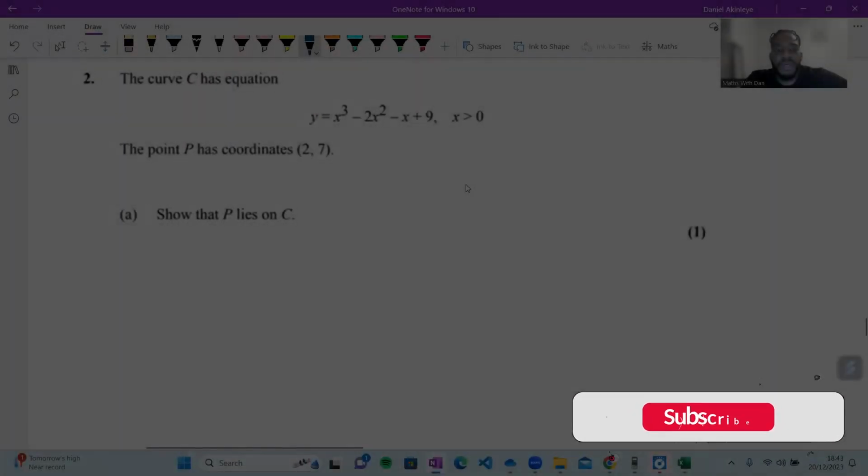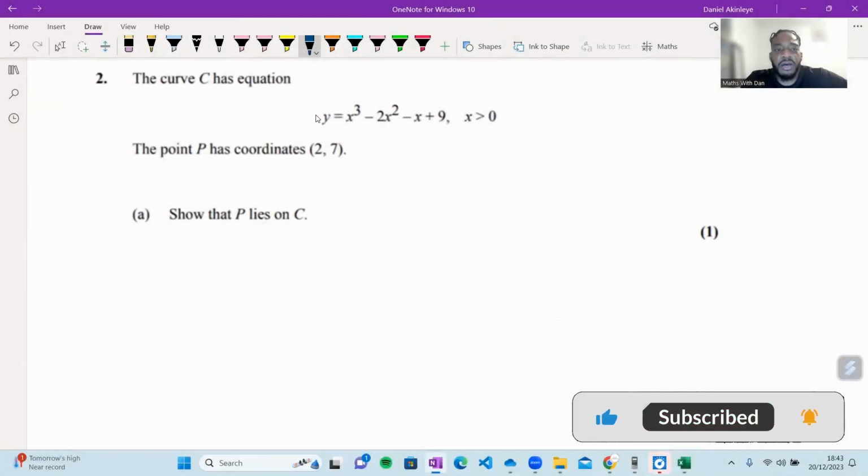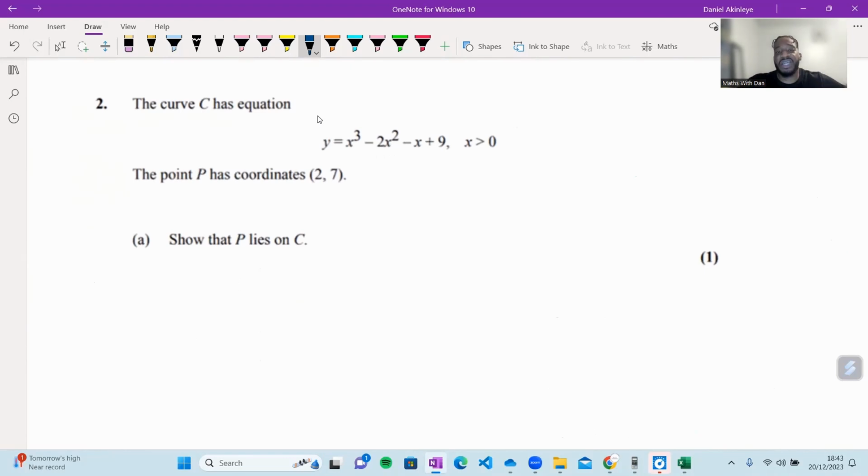So the next one here is, what do we have? It says a curve C has equation y equals x cubed minus 2x squared minus x plus 9, where x is greater than 0. It says the point P has coordinates (2, 7). And it says show that P lies on C. So it's only one mark, right?